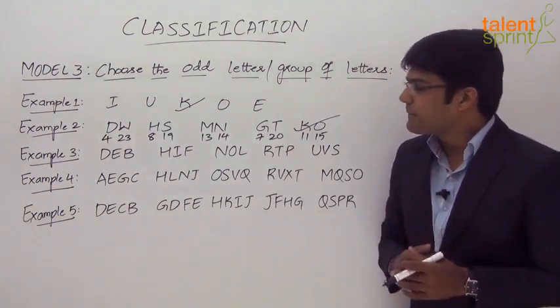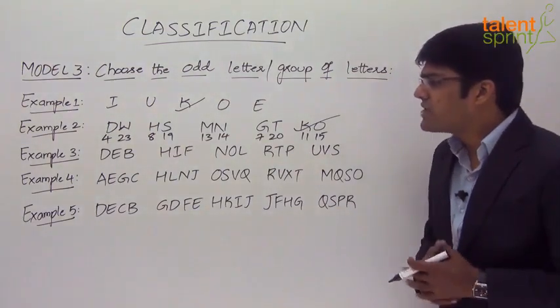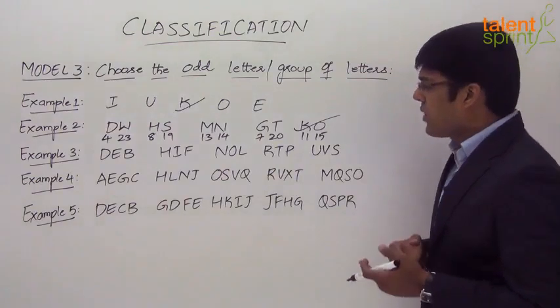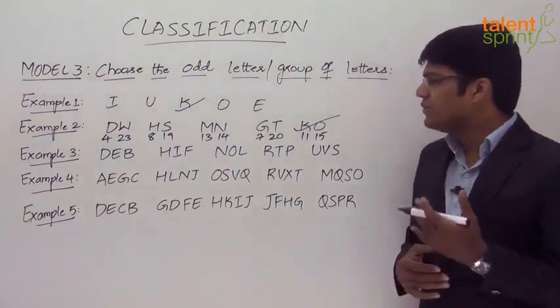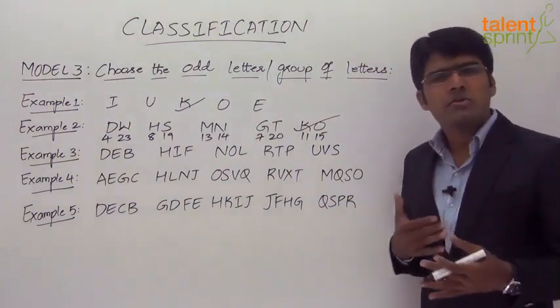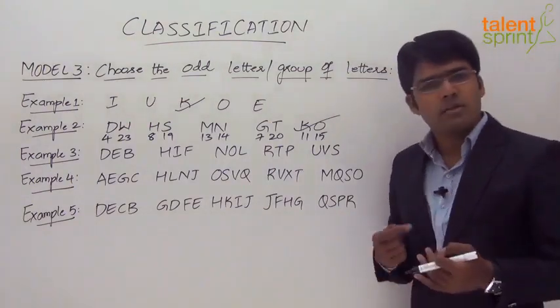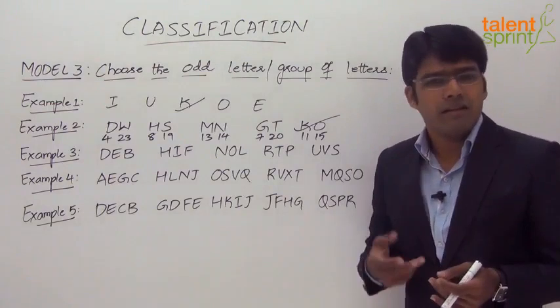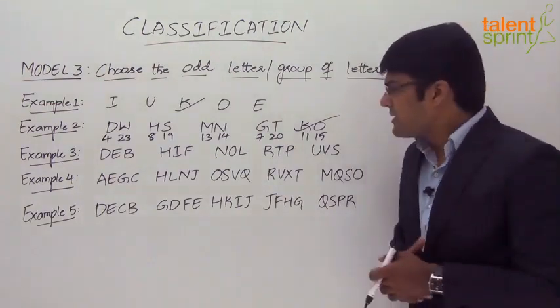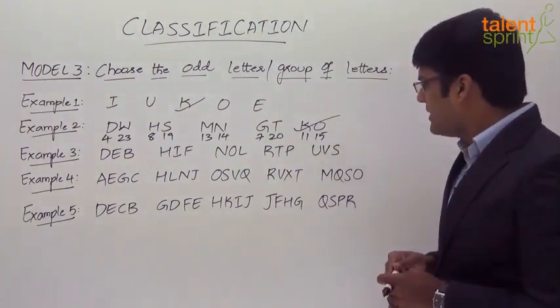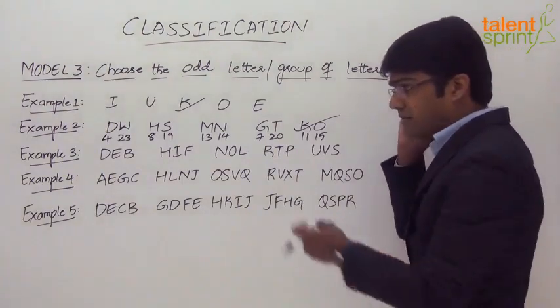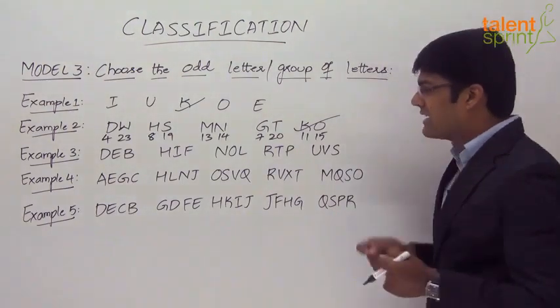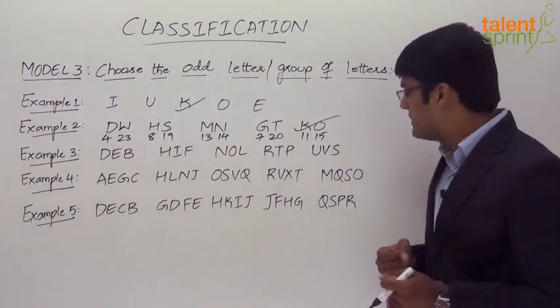Look at example 3. D, E, B, H, I, F, N, O, L, R, T, P, U, V, S. So all we need to do is just start working on their numerical positions, or the way they appear in the English alphabet, to get the odd one, right? So what do you find common in this group of letters? D, E, B, H, I, F, N, O, L, R, T, P and U, V, S.